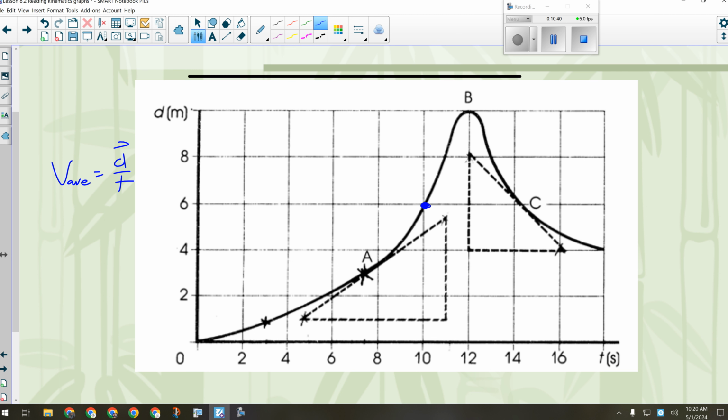Well, I'm asking you about a single point. So should I just do this and say 6 divided by 10? That'll calculate the average velocity between 0 and 10 seconds. That looks like this.